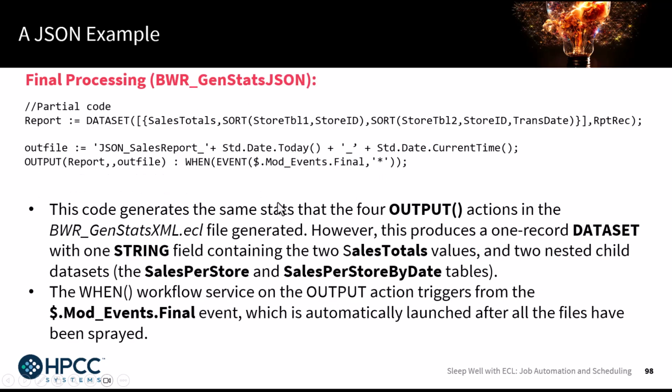And then our final processing here, this code in BWR gen stats JSON, is something we added. This generates the same stats of the 4 output actions in gen stats XML. However, this produces a 1 record data set with 1 string field containing the 2 sales total values and the 2 nested child data sets, which are sales per store and sales per store by date. The when workflow service waits for the final event and then generates this information for you.